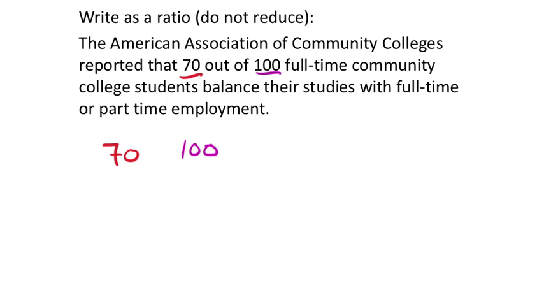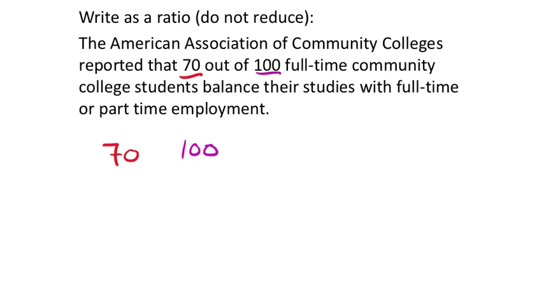Now, the 70 is part of the 100, right? These 70 people, these are full-time community college students out of the 100 full-time community college students. So you had 100 of them, but only 70 of them meet this condition where it says they balance their studies with full-time or part-time employment. So we do have the two numbers that we are comparing, the 70 and the 100.